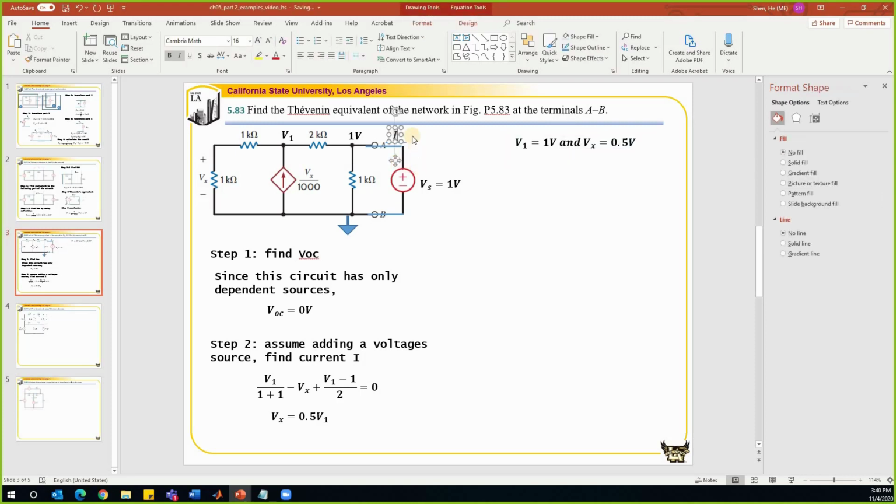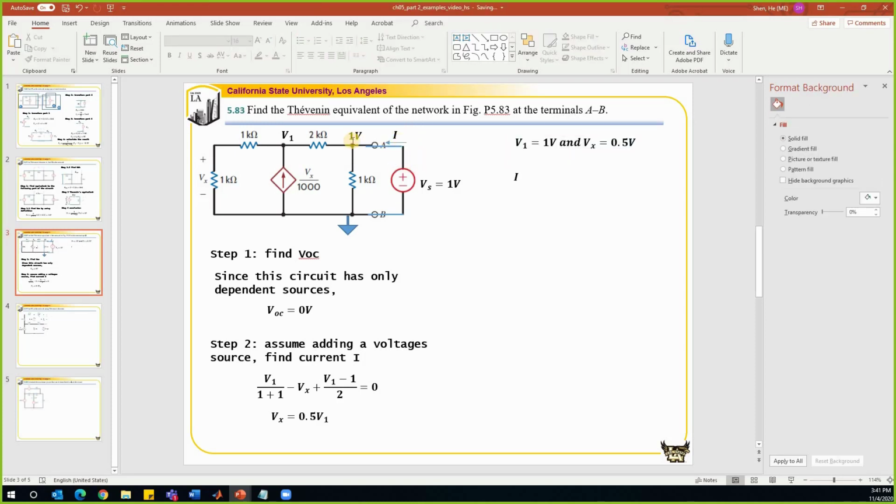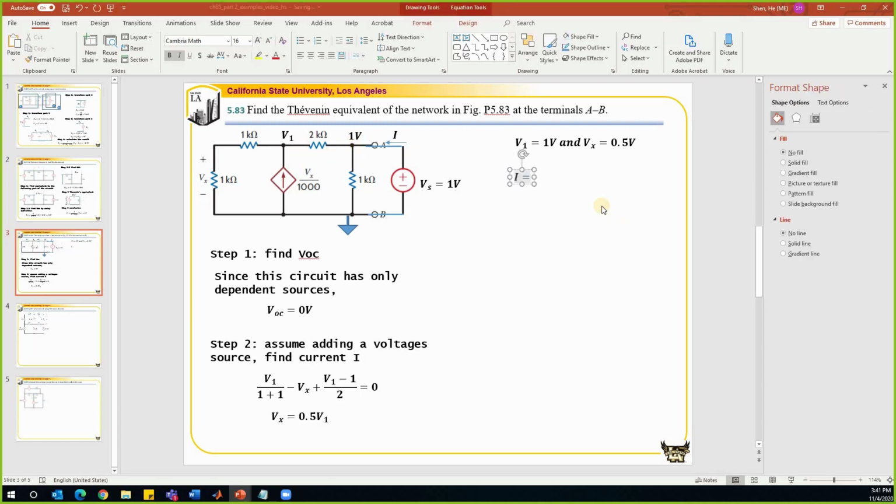So we were trying to solve current I. The current that goes into this node will be equal to the current leaving the node, right? We can find it that way. So the current leaving this node is equal to 1 volt divided by 1 kilo ohm, 1 over 1, plus 1 volt minus V1 divided by 2K. And we found V1 is equal to 1 volt. We know that I is equal to 1 milliamp.